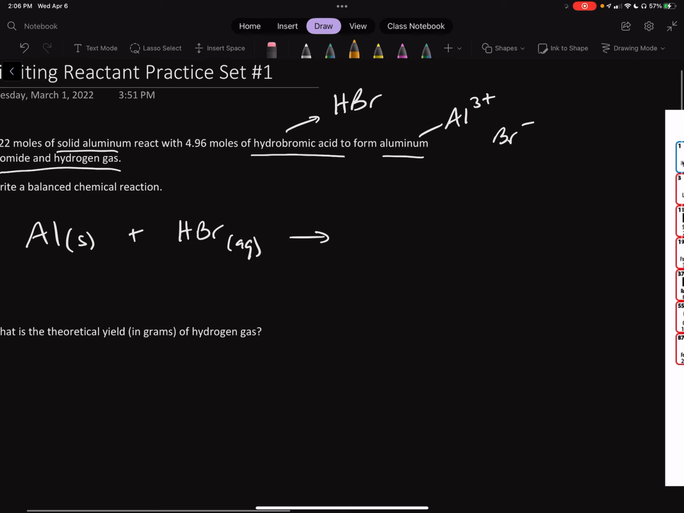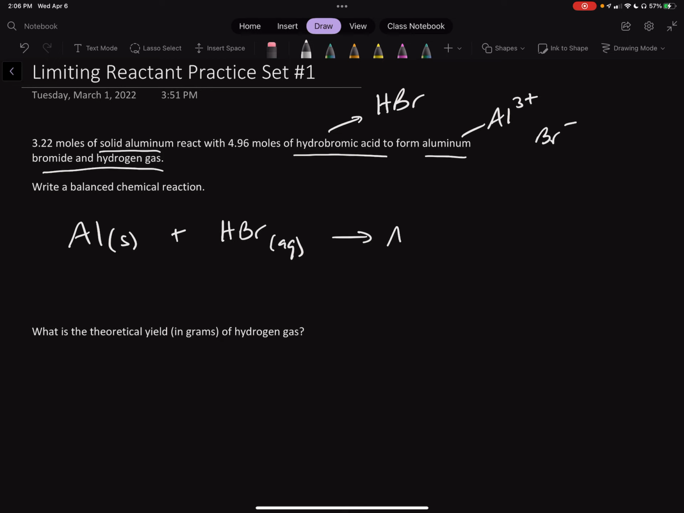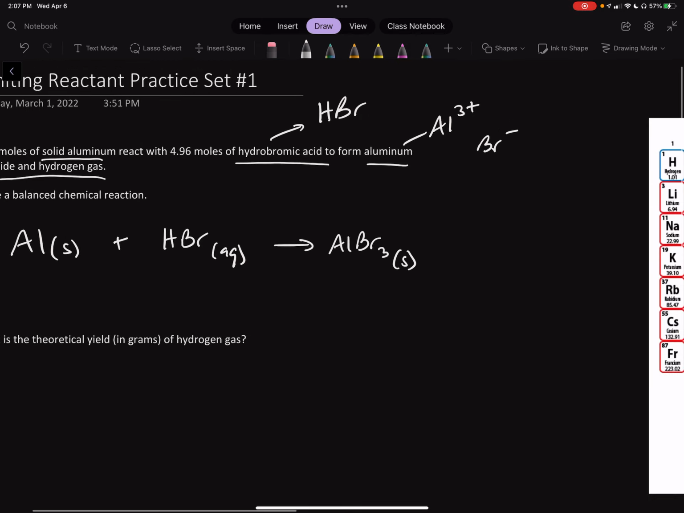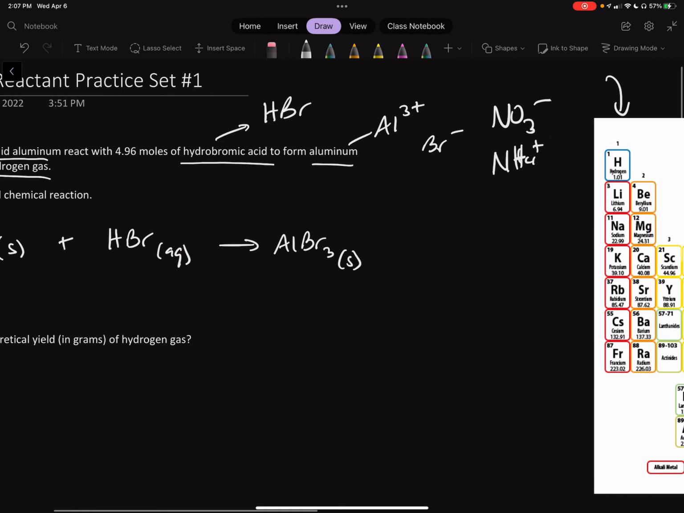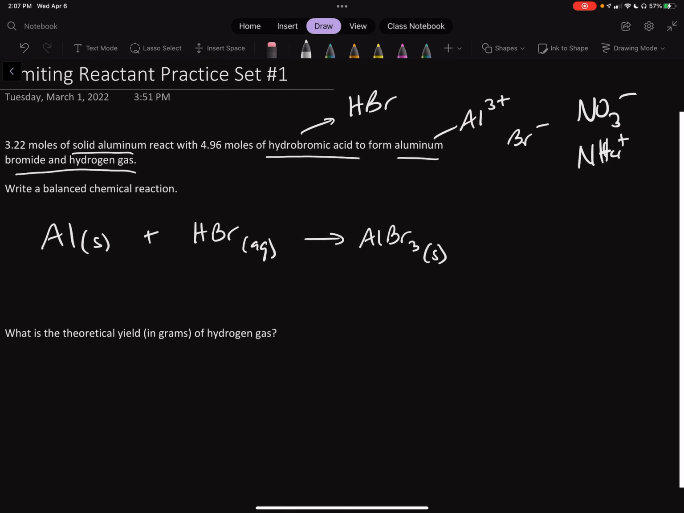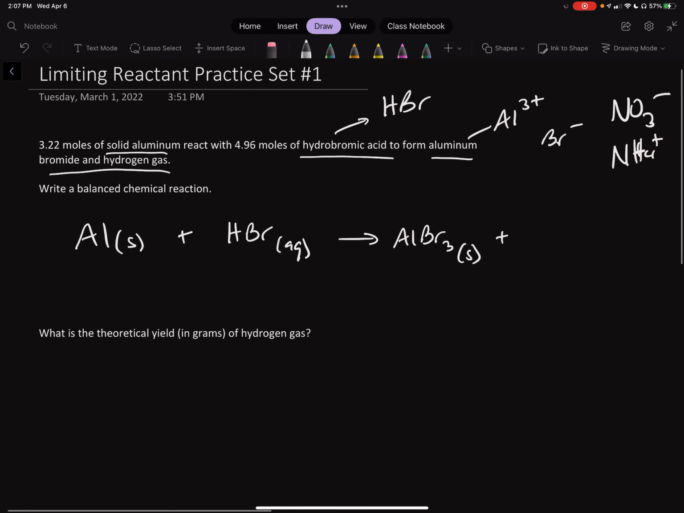So if we were going to make a neutral compound between aluminum and bromine, we would have 3 bromine for just 1 aluminum, so AlBr3, and that's probably going to be a solid. So recalling our solubility rules, all nitrates are soluble, NH4+ ammonium compounds are soluble, and any of those group 1 metals are all soluble. So that doesn't fit any of the rules, so it's probably a solid. And then they said hydrogen gas. Now hydrogen is one of the 7 diatomics, so you write H2 gas.